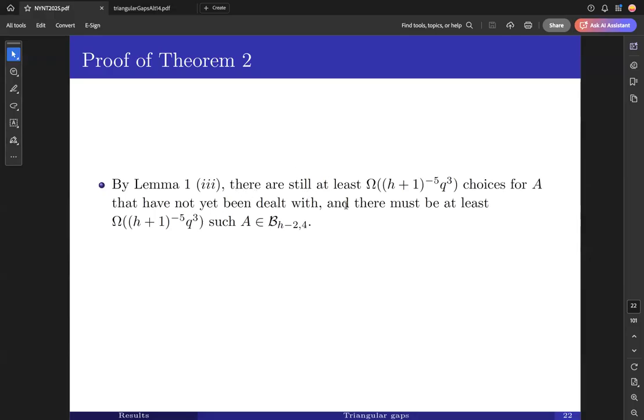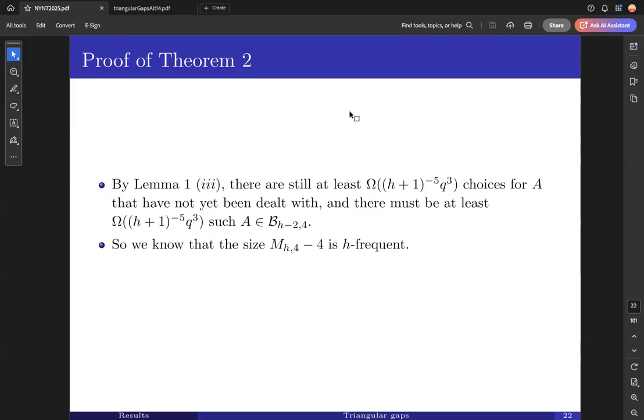This is a typo. So there are still at least q cubed choices for A that have not yet been dealt with. And so there must be that many A in the B sub h minus 2 set. Could I please move forward? Let's see here. So this is where we've shown we've taken some, so we've got q cubed choices left over. Well, then those must be B sub h minus 2. And I know by lemma 1 part 2 that there are at least q cubed of those.